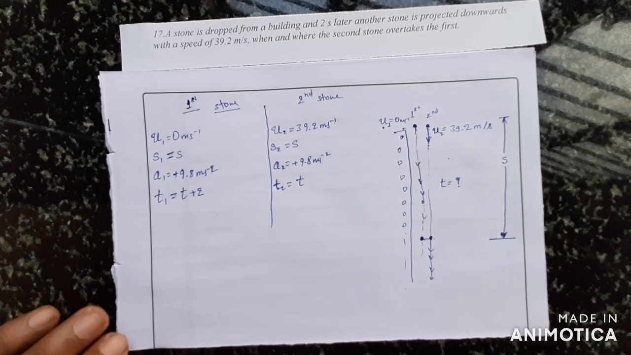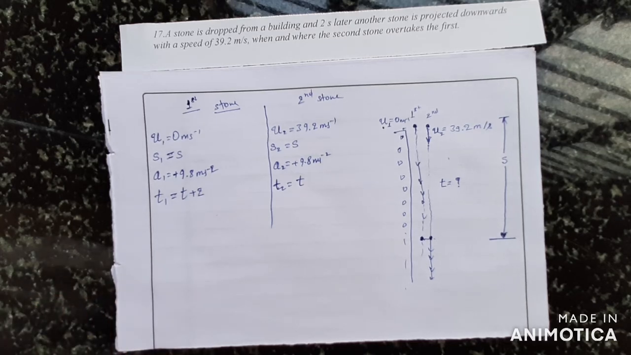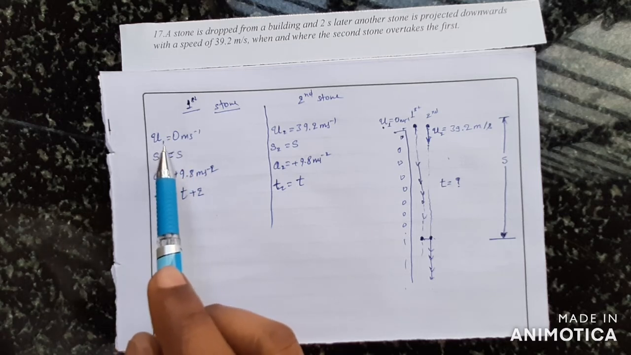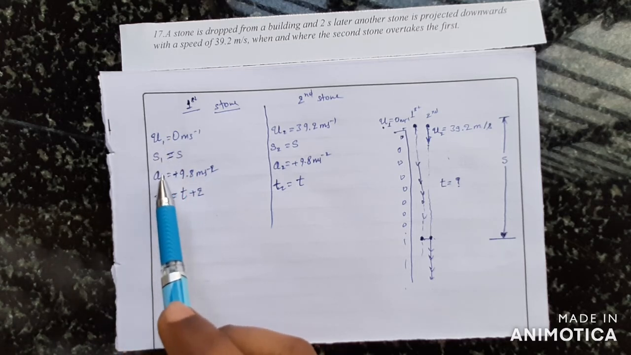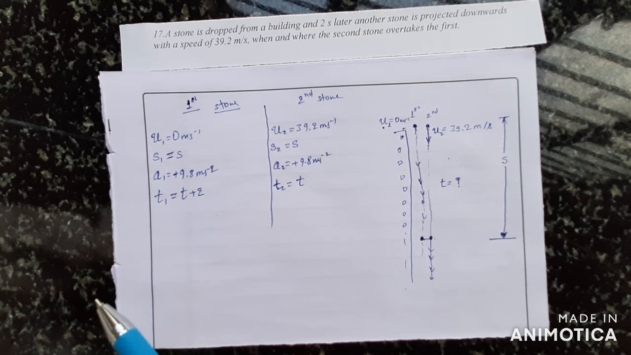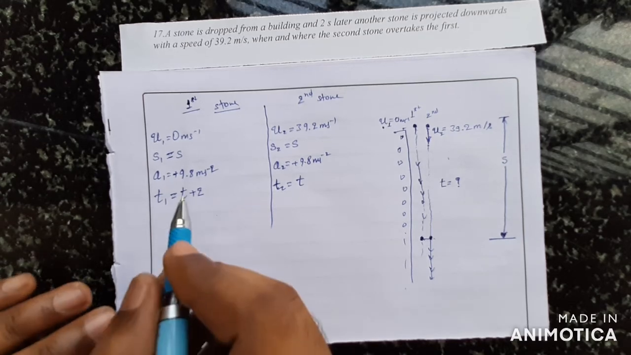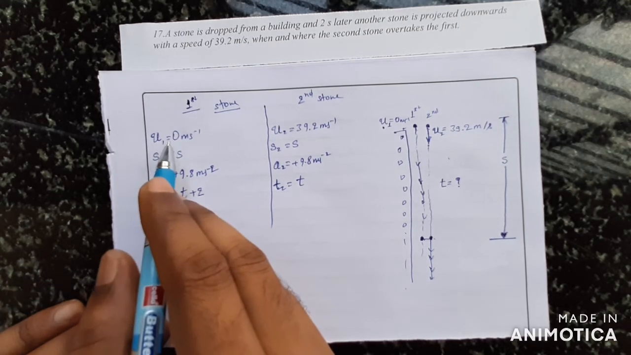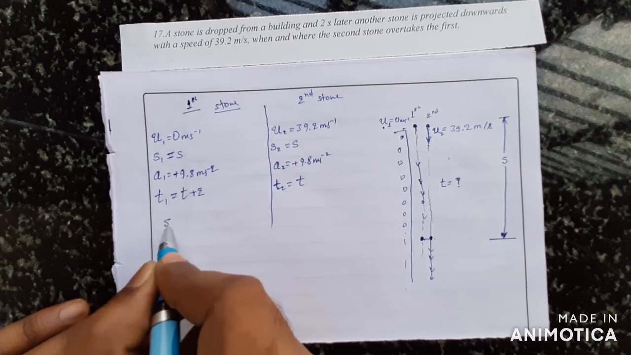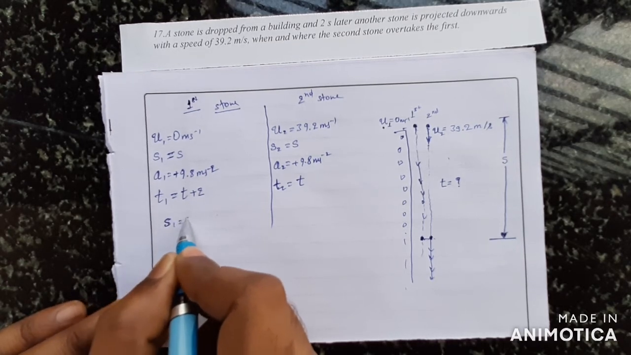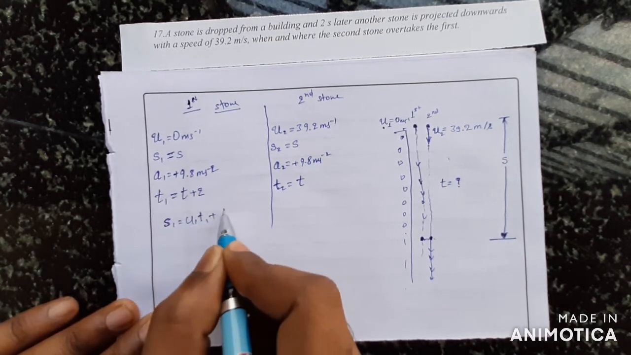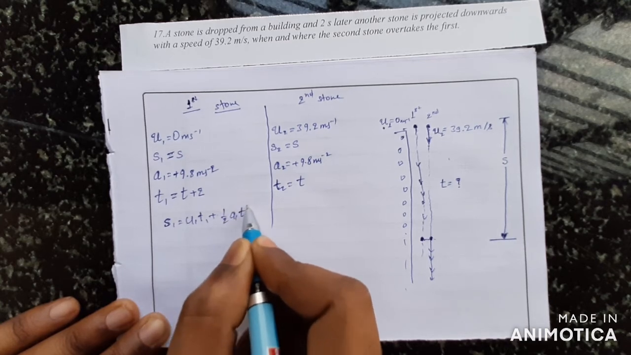One is s and the other is t. So now we have the values of s, u, a, t, and hence I can put them into s is equal to ut plus half at squared, and hence get two expressions. If I apply s is equal to ut plus half at squared for the first stone, it will become s1 is equal to u1 t1 plus half a1 t1 squared.